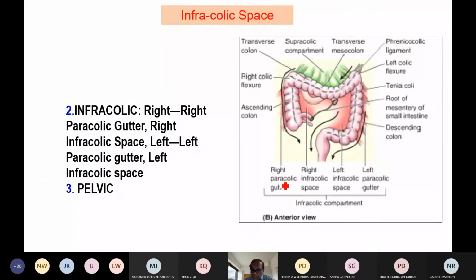Now we will go below the transverse colon. So this is the transverse colon. Below the transverse colon, where can fluid go? In this aspect, you must remain assured that no fluid will go to the left side. Why? This is the descending colon. This is the left paracolic gutter. So between the abdominal wall and descending colon is the left paracolic gutter. This is the left infracolic space. But fluid cannot go from supracolic to infracolic here because this one is tightly adherent with the diaphragm, the phrenico-colic ligament.